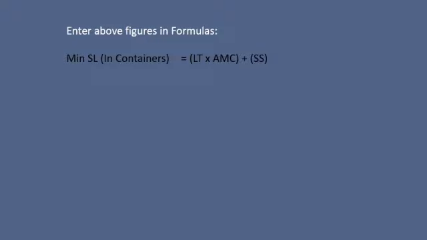We have to now enter the figures into the formulas. So the minimum stock level in container quantities equals the lead time times average monthly consumption plus the safety stock. So we just fill in the figures and then we do the calculation with the calculator and we get our answer as 0.454 containers.